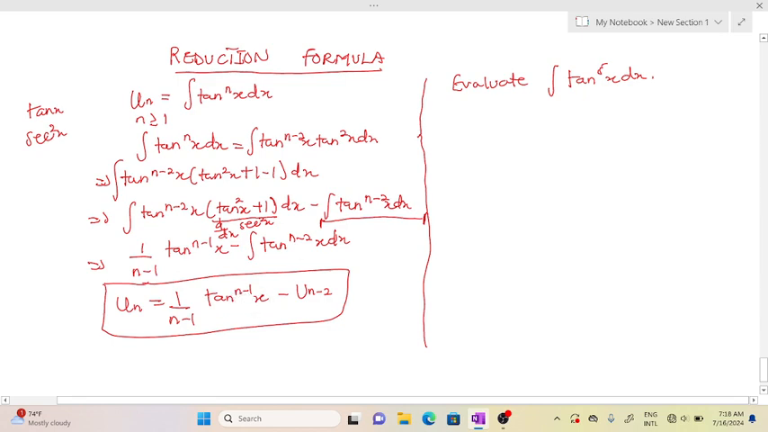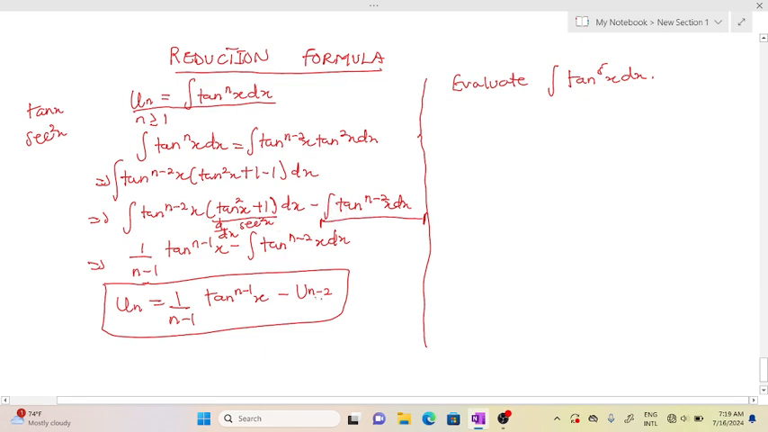Then you realize that this section that we started with, that is our u sub n, which is equal to the integral of tan to the power n of x, is almost what you have got here, but now it's minus 2. So represent that with u sub n minus 2, right? u sub n minus 2.